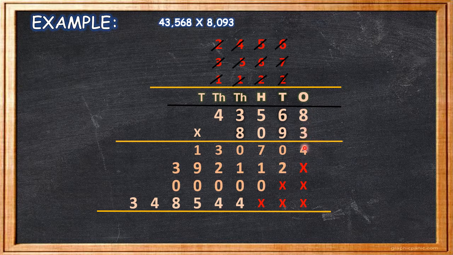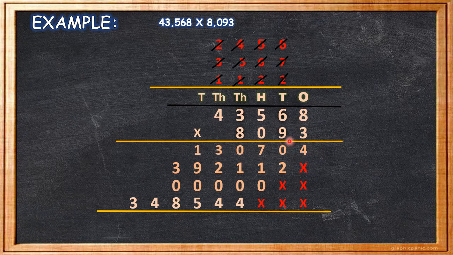3 8s are 24, 4 here, 2 is carry over here. 3 6s are 18 plus 2, 20, 0. 3 5s are 15 plus 2, 17, 7 will be here, 1 will be here. 3 3s are 9, carry 1, 10, 0 here and carry over here. So 3 1s are 3, 4s are 12, carry 1, 13. So this is here. This much is clear.